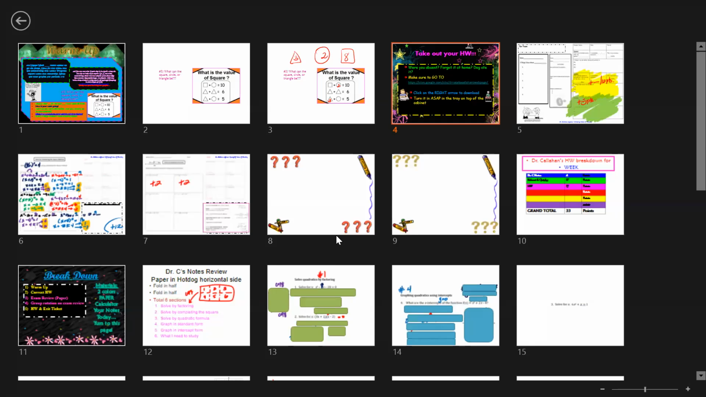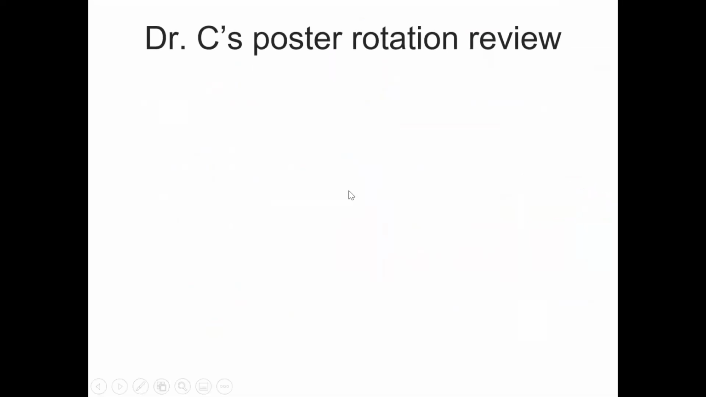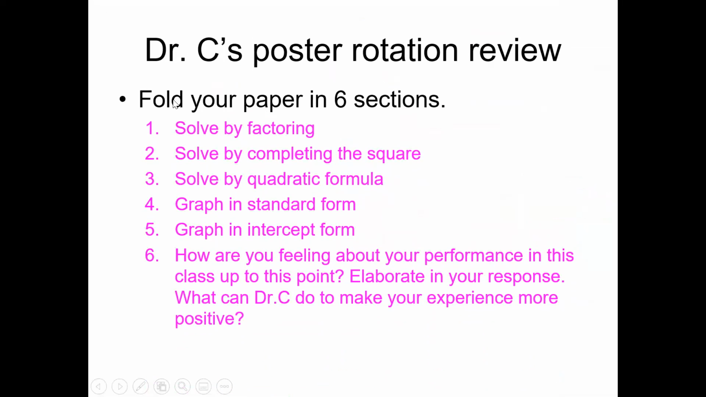So on a separate piece of paper, what you're going to do at home is a quick little poster rotation. Fold your paper in 6 different sections. The easiest way is to just fold it like that. You're going to go over the following 5 concepts: solve by factoring, solve by completing the square, solve by quadratic formula, solve in standard form, and then graph in intercept form.